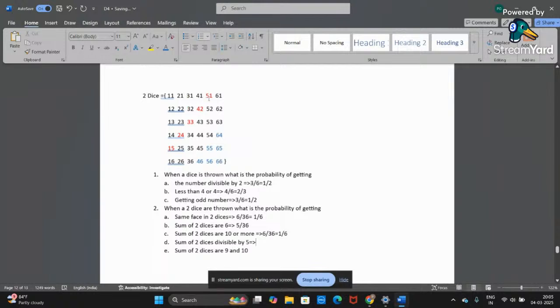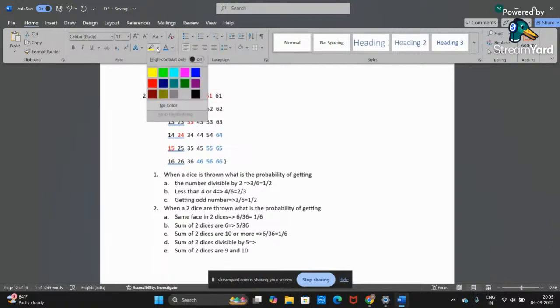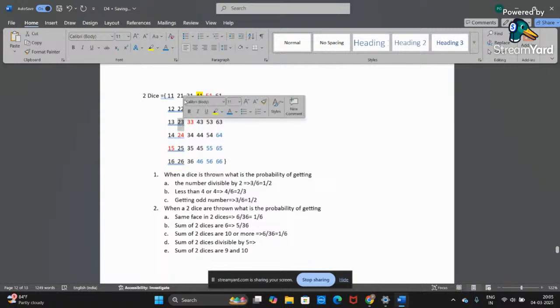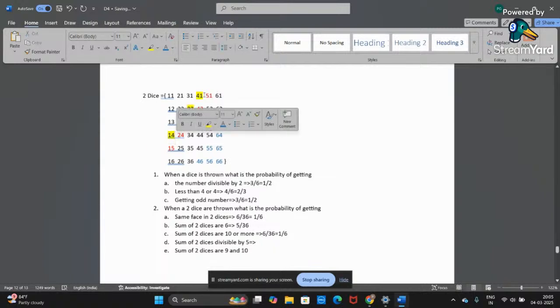So here, this one, right? Let's mark it. This one, and this, and this. These are sum of 5. Even this is divisible by 5. So next let's search for sum of 10 because even that is divisible by 5.